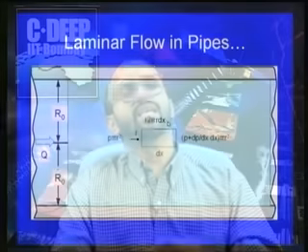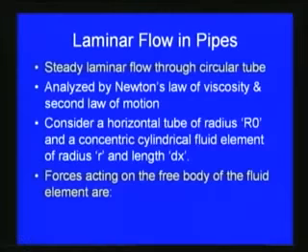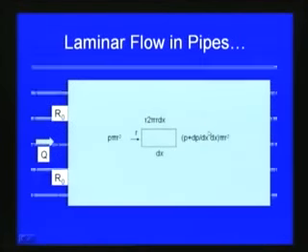For this fluid element, we will consider what forces are acting. Once the forces are known, here it is steady state flow, so we can use Newton's second law of motion and equate the forces to 0, since acceleration is not considered. So, we consider a concentric cylindrical fluid element of radius r and length dx, and the radius of the pipe is r0.